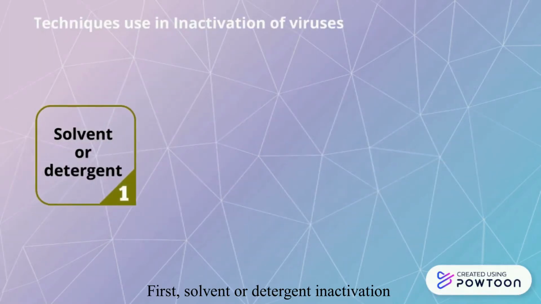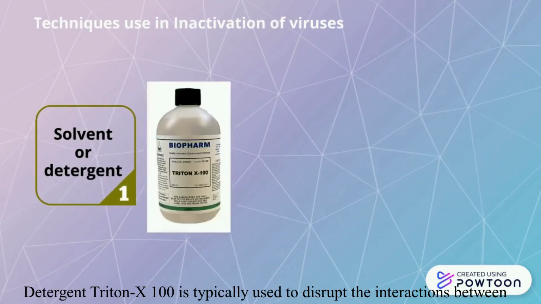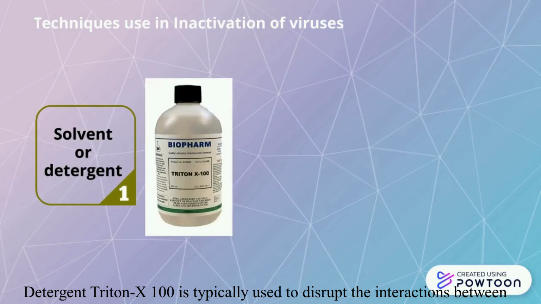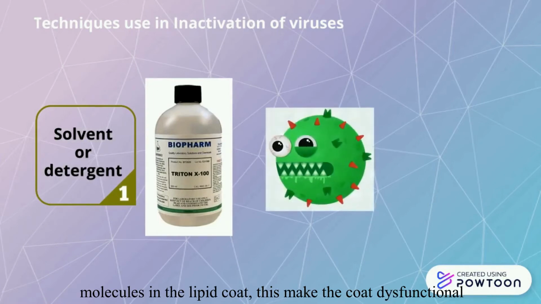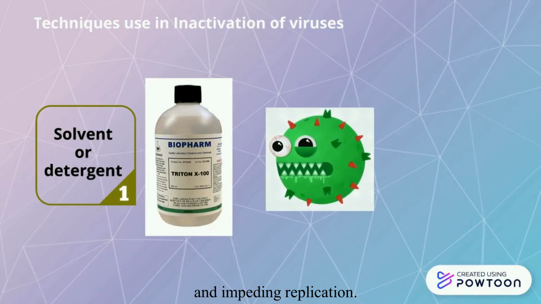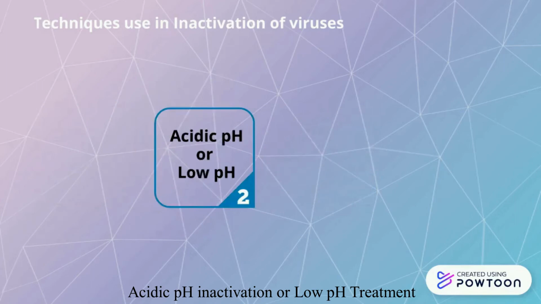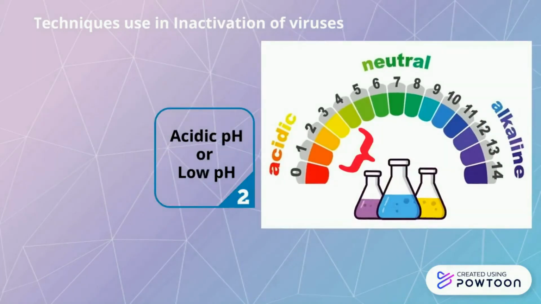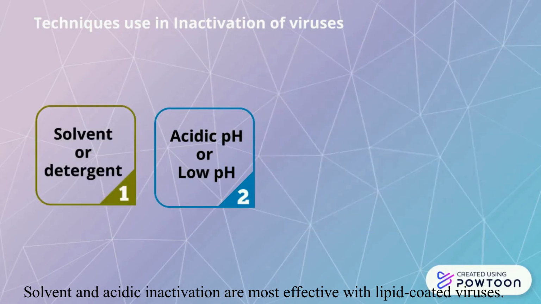First, solvent or detergent inactivation. Detergent treatment, such as Triton X-100, is typically used to disrupt the interaction between molecules in the lipid coat. This makes the coat dysfunctional and impedes replication. Acidic pH inactivation, or low pH treatment. Acidic condition deactivates virus. Solvent inactivation and acidic inactivation are most effective with lipid-coated viruses.